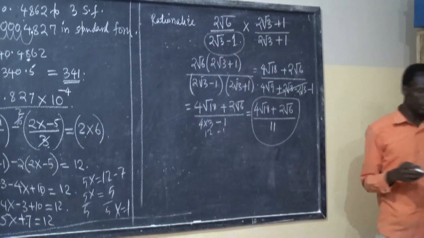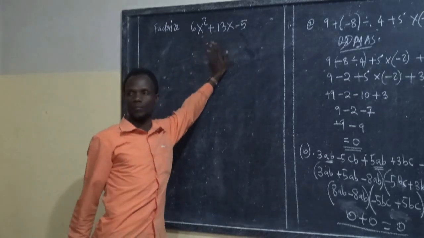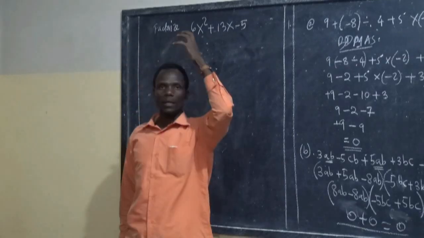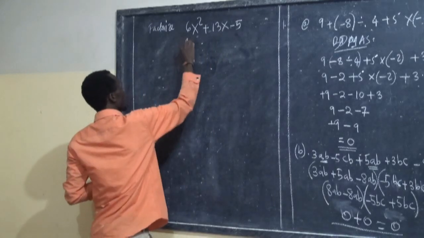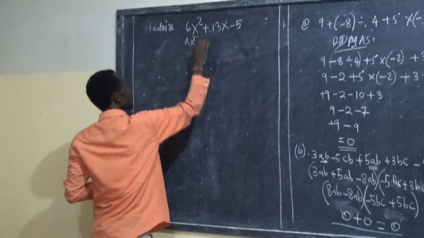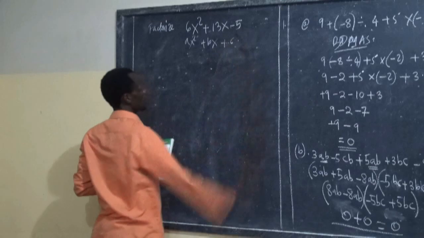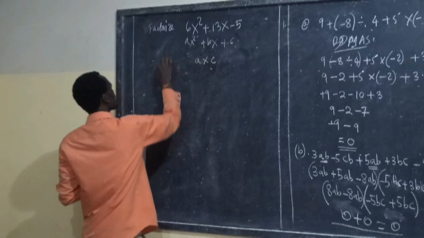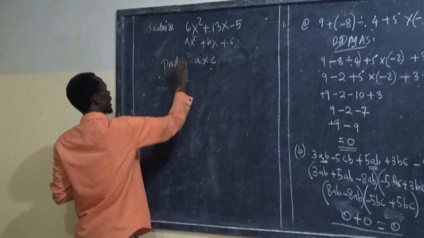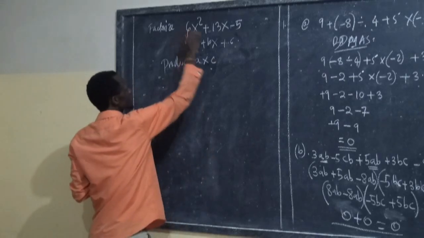The next question was, factorize this expression. Let us split the middle term. This is ax squared plus bx plus c. We are looking for the product a times c. Here a is 6.